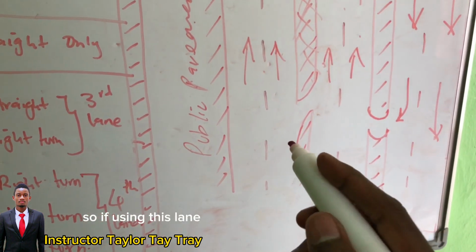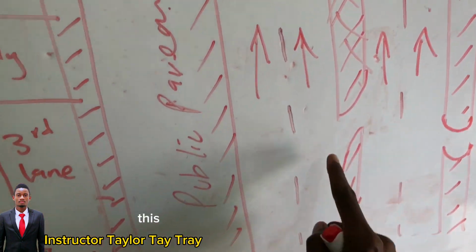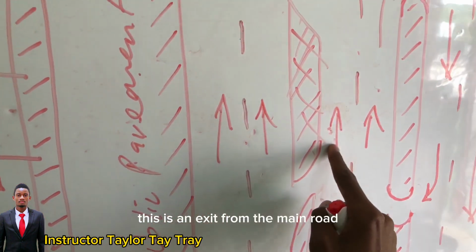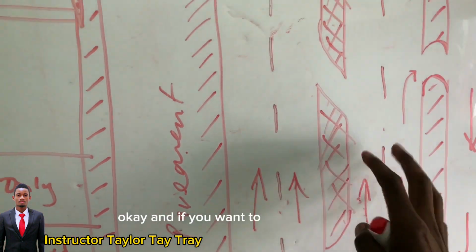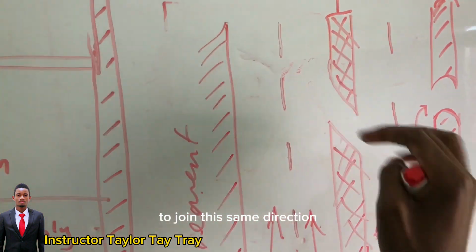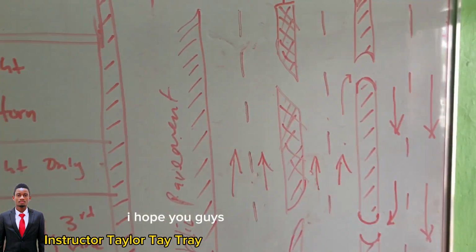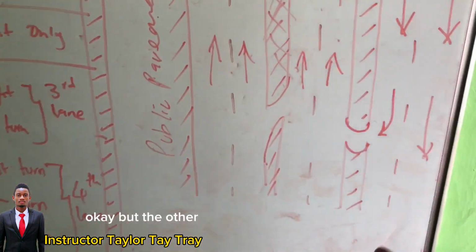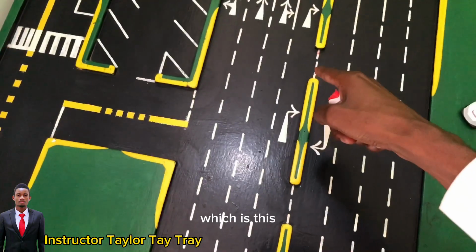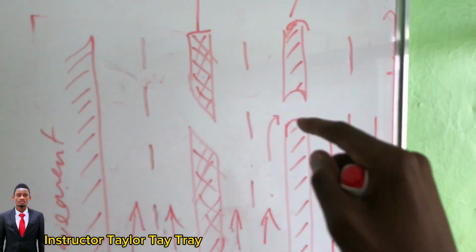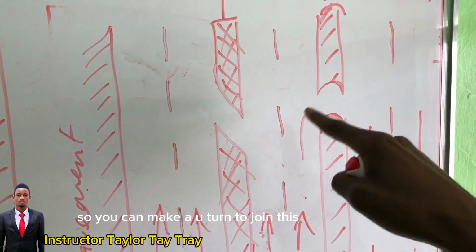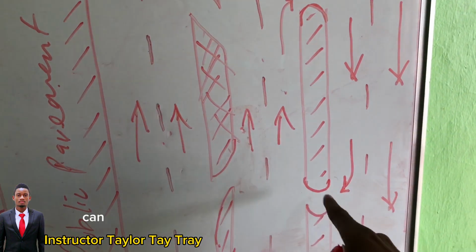So if you're using this lane and you want to join this traffic, this is an exit from the main road. You're exiting from this main road, you're joining this one. Okay, and if you want to leave this one to join this same direction, then you will slide like that. I hope you guys have ever seen that. Okay, but the other one that we have on our model town road, which is this, making a U-turn. For making a U-turn, it's this one. You can make a U-turn to join this side of the road. Okay, so you can make a U-turn to join this side of the road, and also here also you can make a U-turn to join the other side of the road.